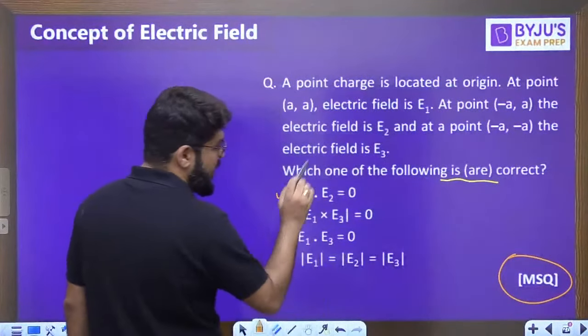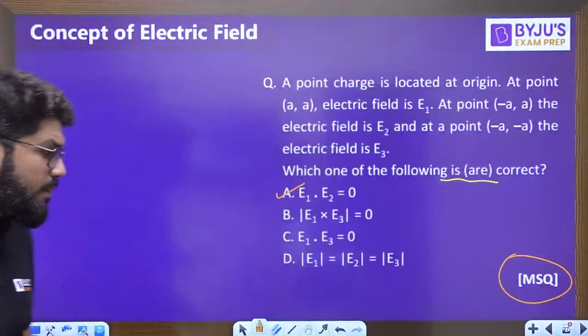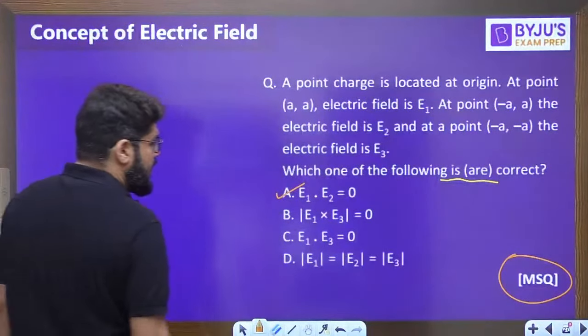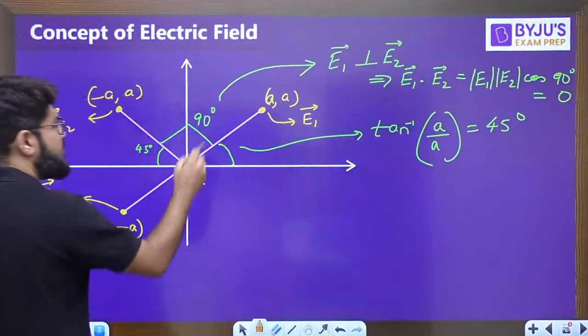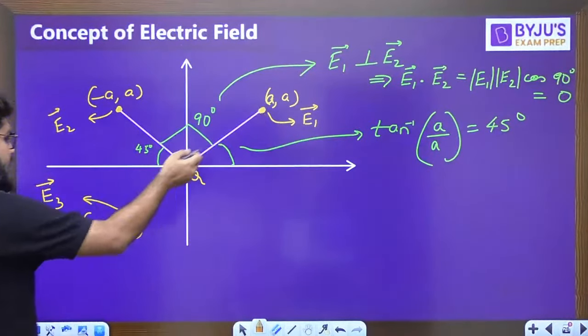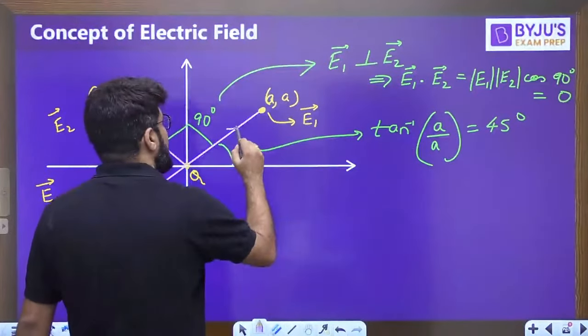Yes sir, at least this is correct, but it is a MSQ. I can't stop here. Maybe 2 options, maybe 3 options, maybe all 4 are correct. E1 cross E3 or E1 dot E3, only one of them can be 0. So what is the relation between E1 and E3? They are lying on the same line but in opposite direction.